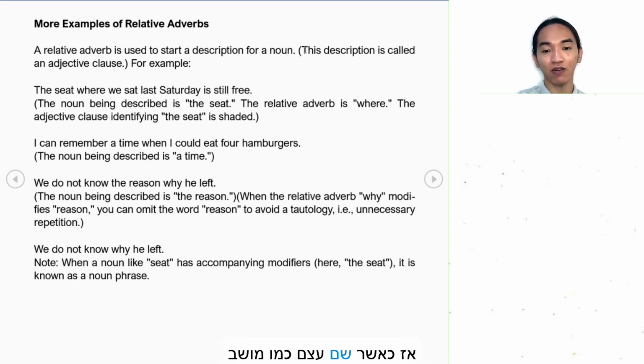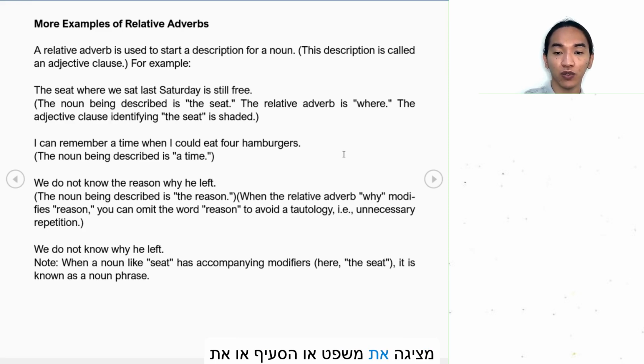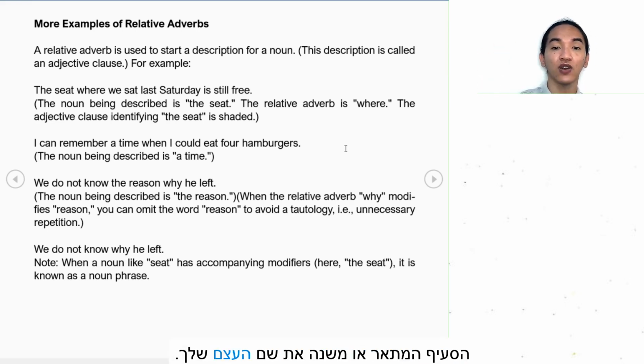When a noun like seat has an accompanying modifier, the seat, it is known as a noun phrase, a group of words. Please take note of that. Your relative adverbs introduce your adjective clause, the clause that describes or modifies your noun.